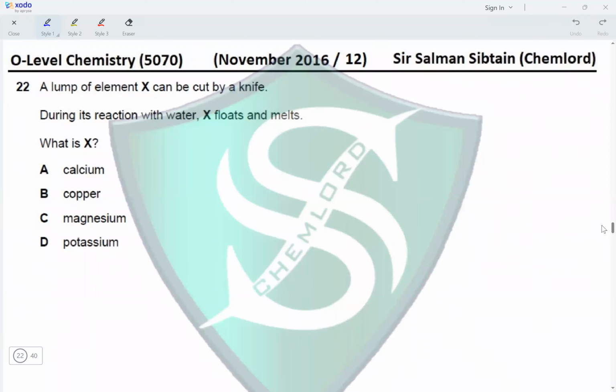Question 22. A lump of element X can be cut by a knife. So it is a soft metal. During its reaction with water, X floats and melts. So it is in group 1. It is a group 1 metal.